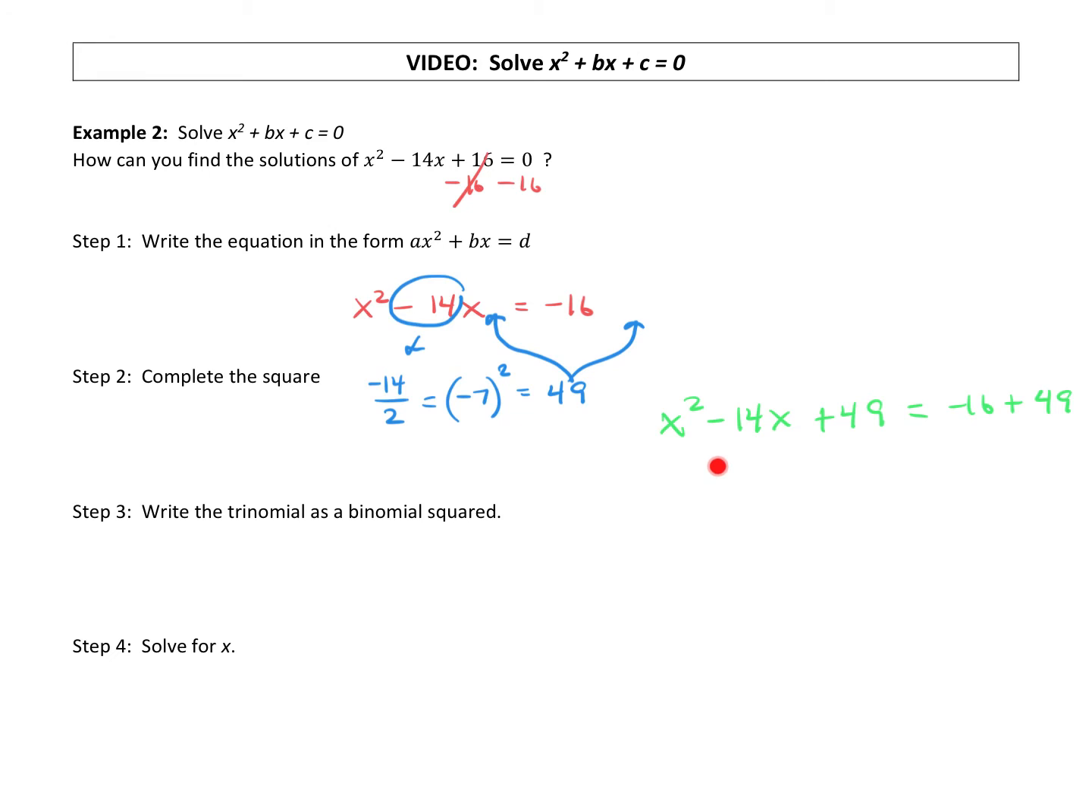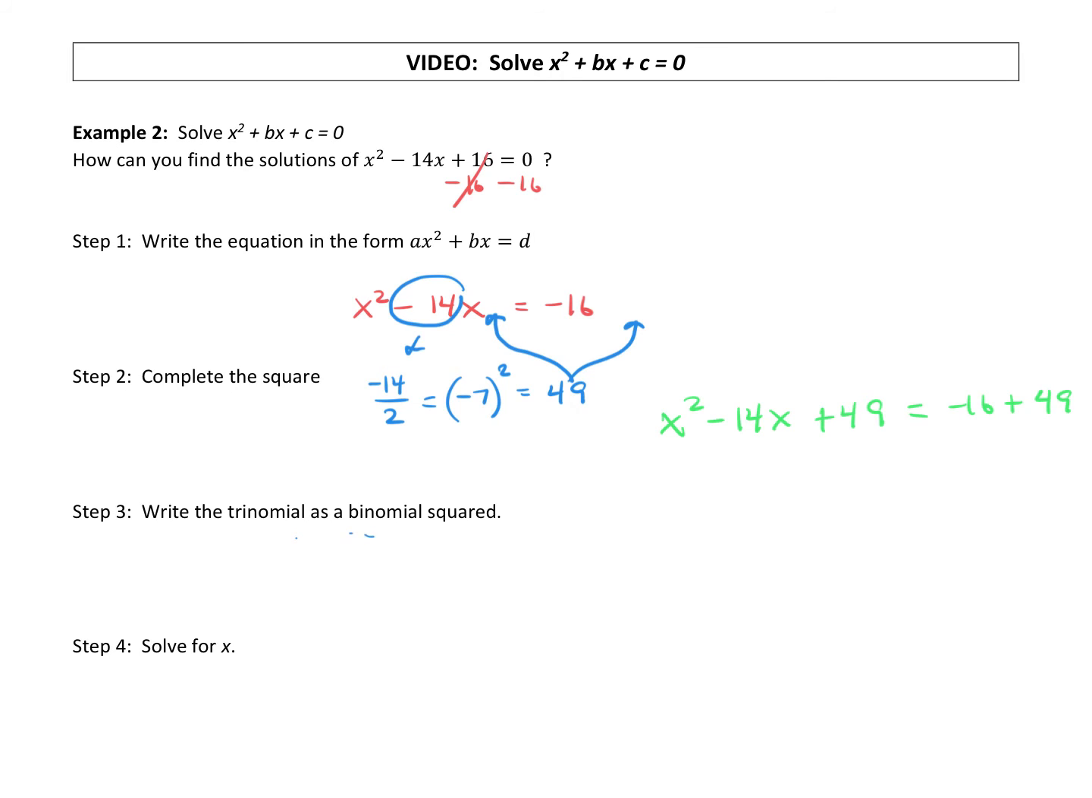This right here is factorable. So step 3, write the trinomial as a binomial squared. So what are our factors of 49 that add up to negative 14? If we do this b over 2 and square it, that number will always have factors that add up to your b value. And it will always be the same factor twice. So in this case, factors of 49 that add up to negative 14 are negative 7 and negative 7.